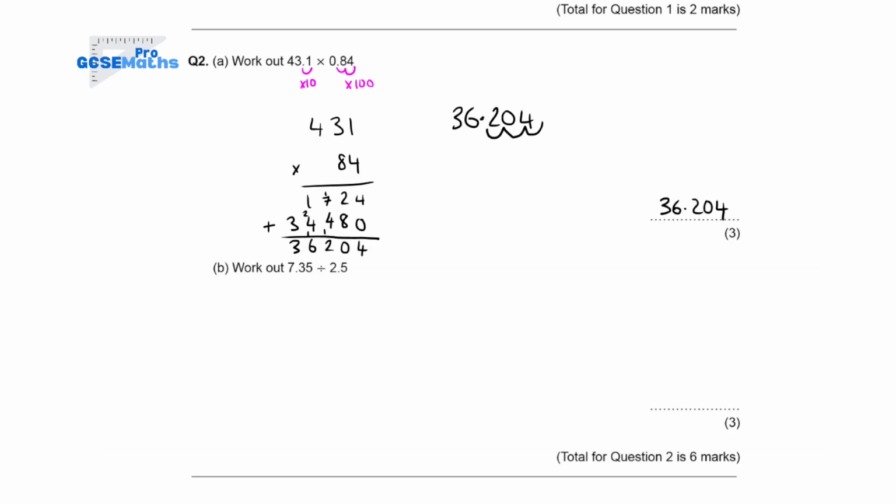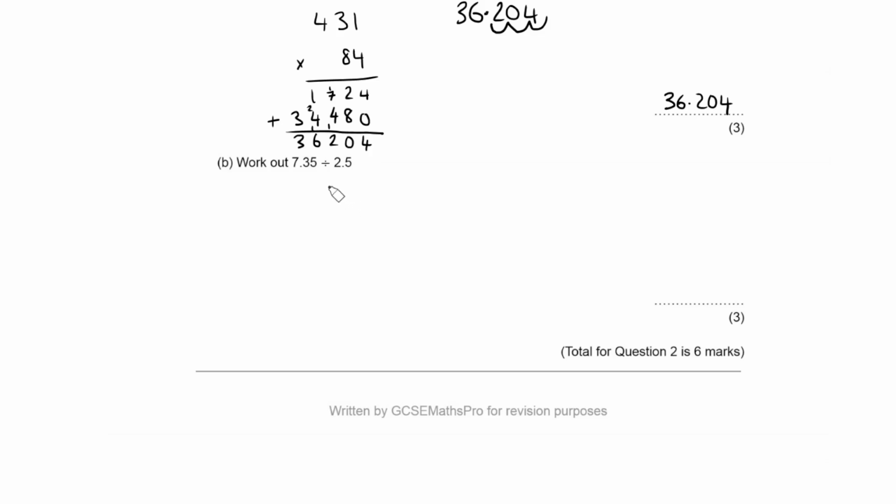36.204. Part B is now dividing decimals. In this case, I prefer to scale them both by the same amount. So, for example, the first one I have to scale by 100 to make it a whole number. The second one, I could technically just scale it by 10. However, if I scale it by the same amount, then my answer doesn't need to be changed at the end.